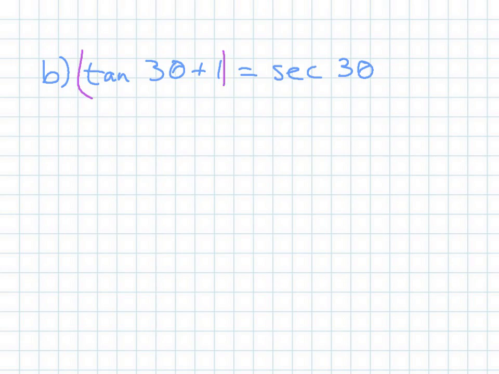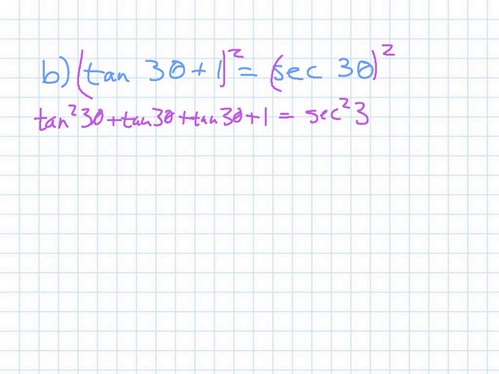So if I square both sides, on the left I get tangent squared of 3 theta plus tangent of 3 theta plus tangent of 3 theta plus 1. That's multiplied out: first, outside, inside, last. And then on the right, I get secant squared of 3 theta. Okay? So now I want to simplify, so I put my like terms together. So it's tangent squared of 3 theta plus 2 tangent of 3 theta plus 1 equals secant squared of 3 theta.